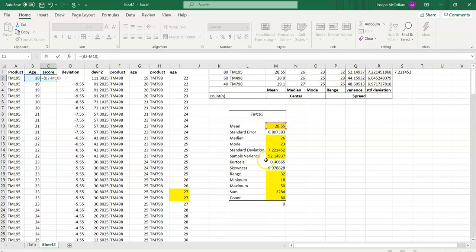So you see, the position and the standard deviation are very tightly linked. To find the Z-score, you need to ratio or divide by the standard deviation. The standard deviation in this example for the TM 195 is 7.22. I know it's down here also. I could have gone to either place.